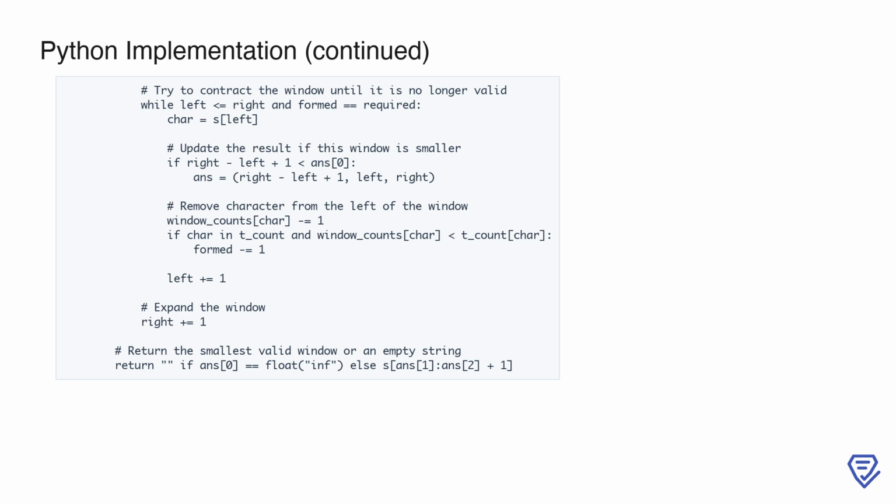Once the loop finishes, the method checks if a valid window was found by examining the length stored in ANS. If no valid window exists, an empty string is returned. Otherwise, the substring of S corresponding to the indices in ANS is returned as the smallest valid window.